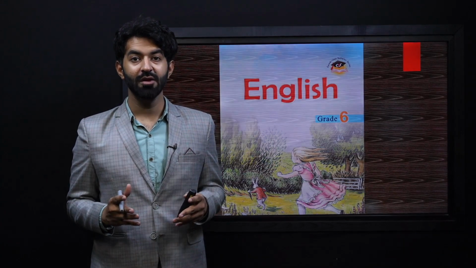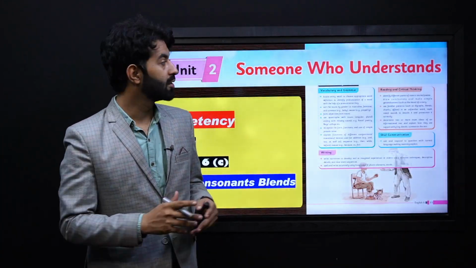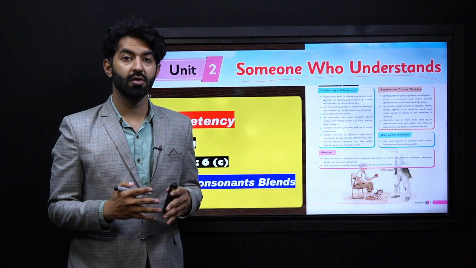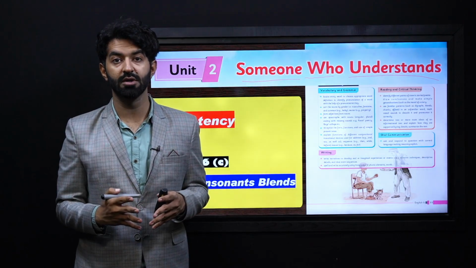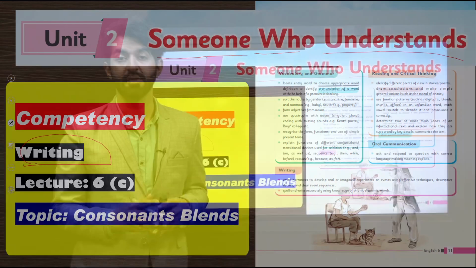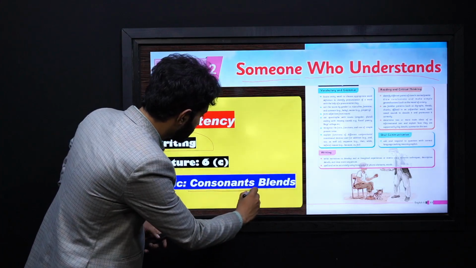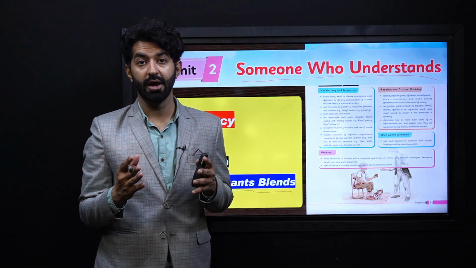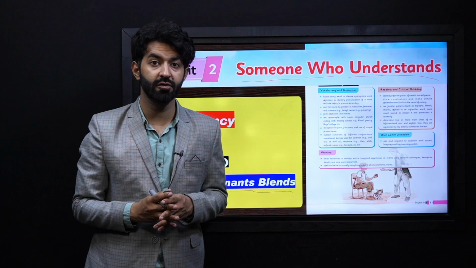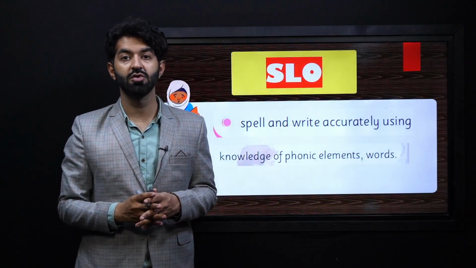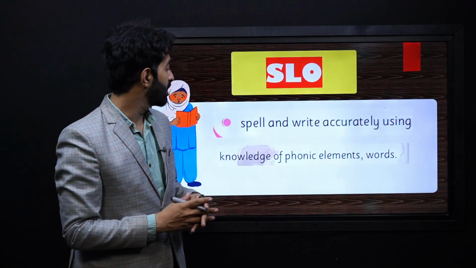Today we are going to deal with unit number 2, Someone Who Understands. We have covered other SLOs of other competencies. Now it's time to cover the competency of writing. This will be our lecture number 6C, and the topic is consonant blends. We are going to talk about consonants and how we can identify and write consonant blends effectively. Now, let's move forward by reading our students' learning outcome for this SLO.